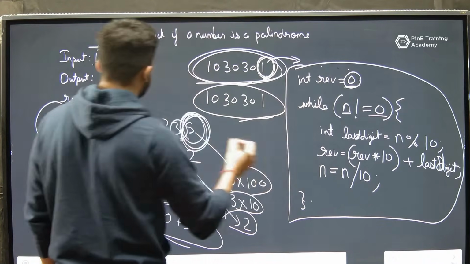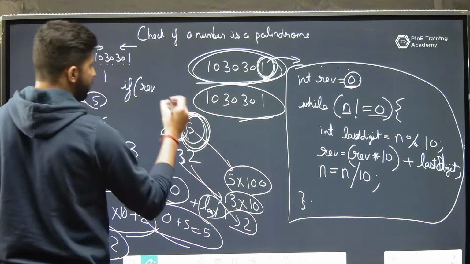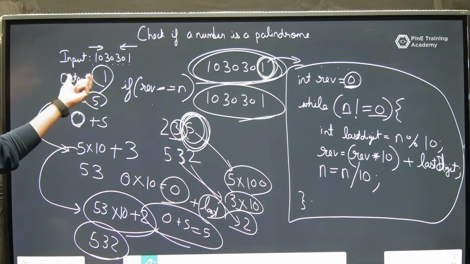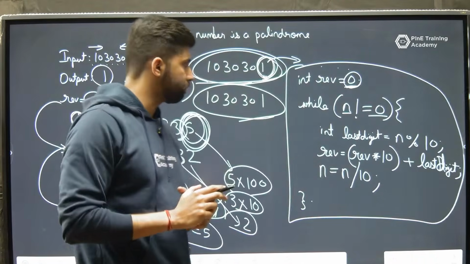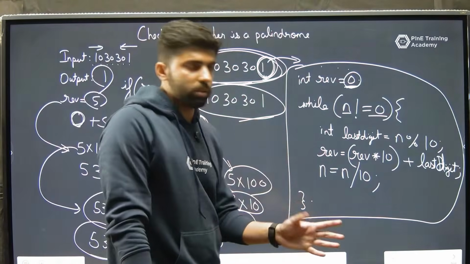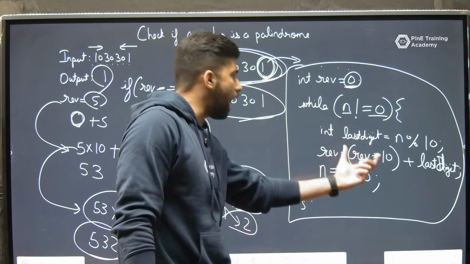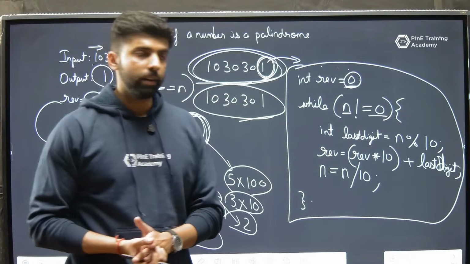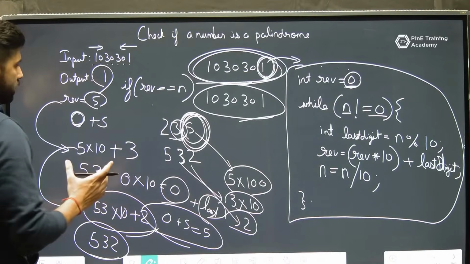After this, you just need to match if the reverse we have calculated is equal to n, then we can return 1. And if it is not the same, we can return 0. Right? So we are not using any new or very complex concept here. We are just using loops and operators. This is just loops and operators. Okay? So this is the second problem.